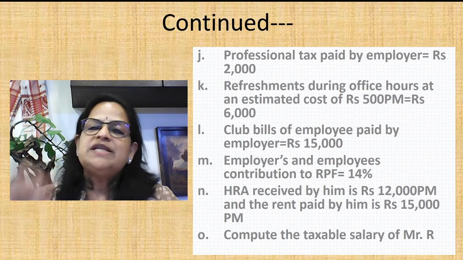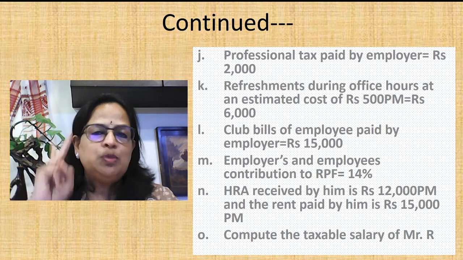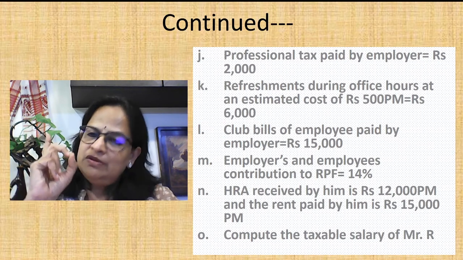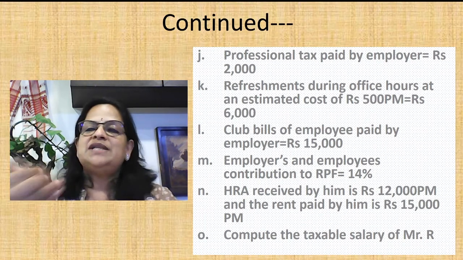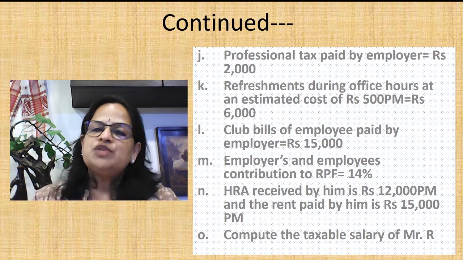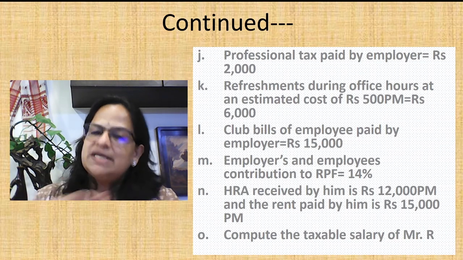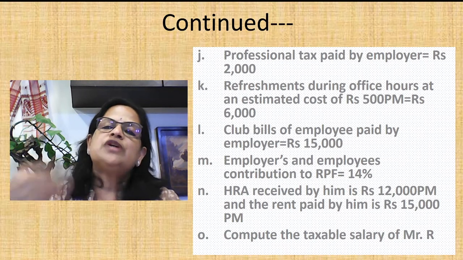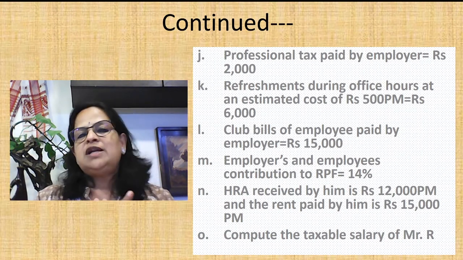Now professional tax paid by employer. Many problems we have done this adjustment. Two places you have to adjust. One is, you have to add it with gross salary. Then we are allowing it as a deduction under section 16 from gross salary. Value is 2,000. Refreshments during office hours at an estimated cost of rupees 500 per month, rupees 6,000. Refreshments during office hours are exempted. Here they are giving the value to confuse the students. Always remember that you should be strong with the theoretical concepts.